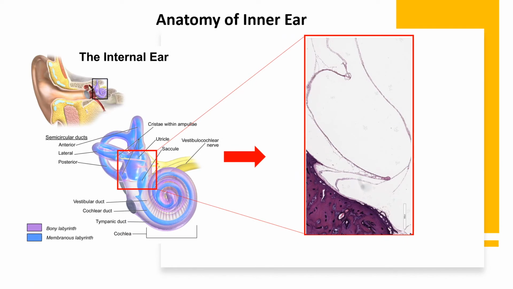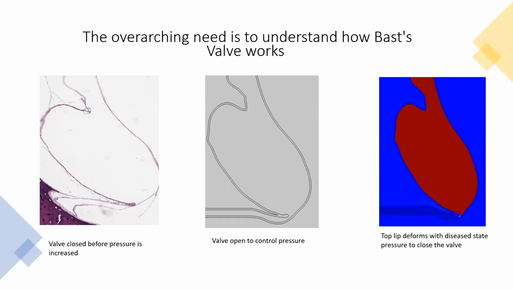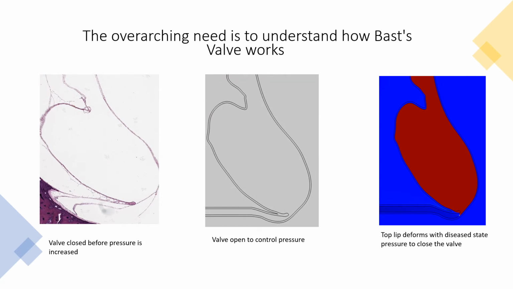We are trying to determine if Bast's valve plays a role in causing Meniere's disease. We are mainly focused on this inner ear portion shown in the box. This includes the utricle, semicircular canal, and Bast's valve. The need of this project is to understand how Bast's valve works. There are only proposed hypotheses on this currently.